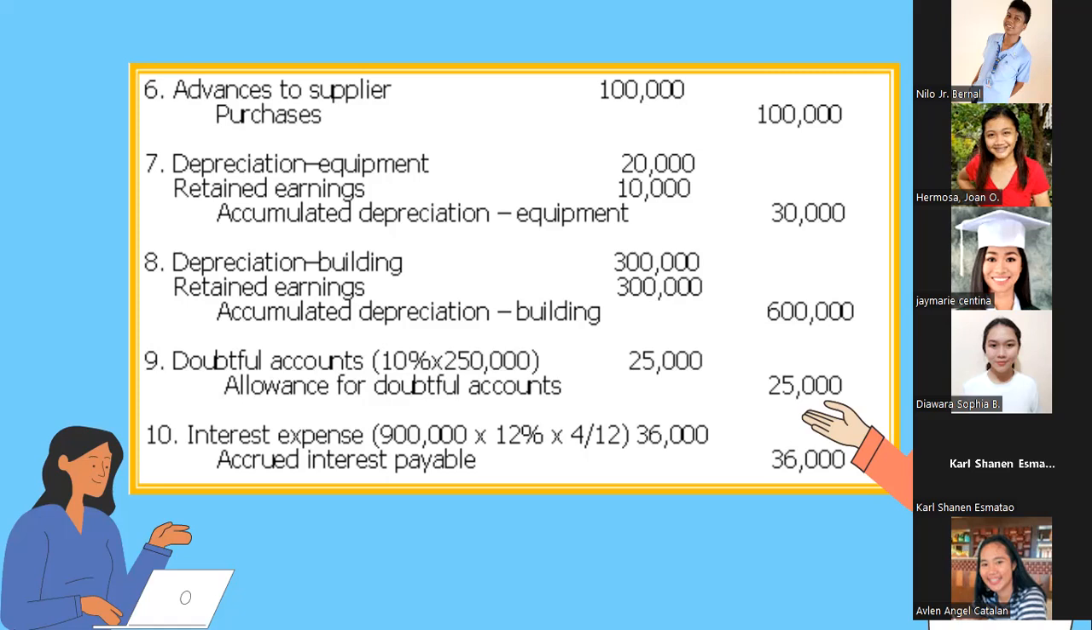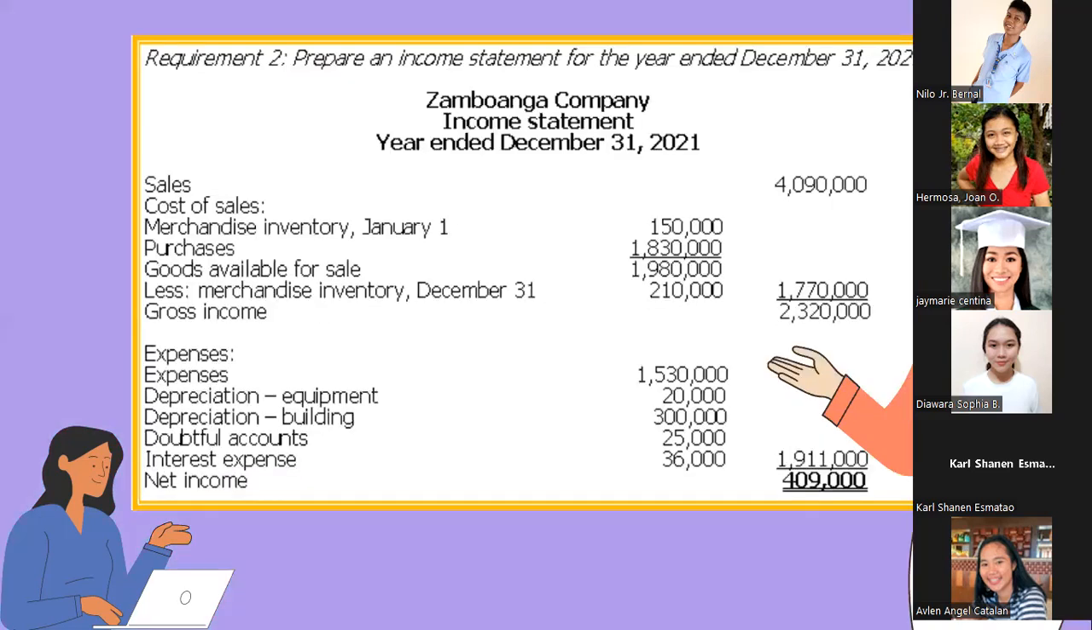Let's proceed to requirement number 2. In requirement number 2, we are required to prepare an income statement.